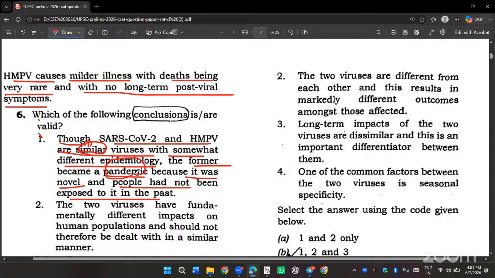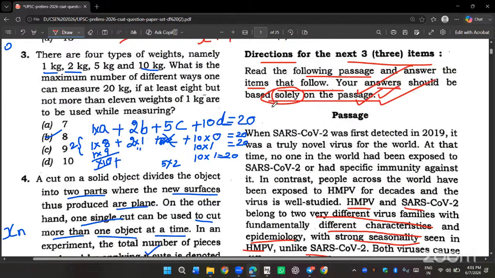You don't infer the author's mind without deviating from the passage. UPSC is clever always. They will give the clue. Your answers should be based solely on the passage. Where has the author mentioned it as a pandemic? Search. No. Nowhere. Then how can you take it like this?